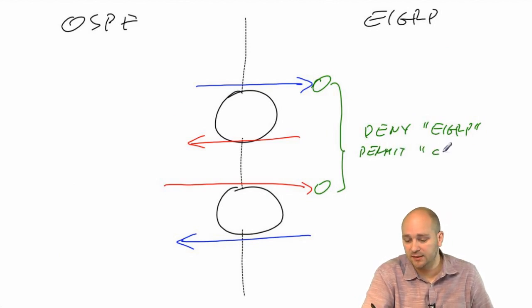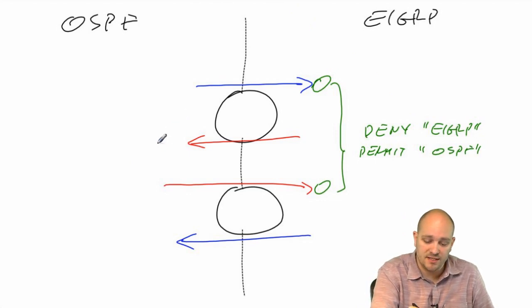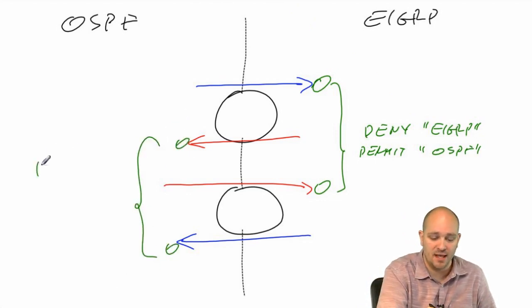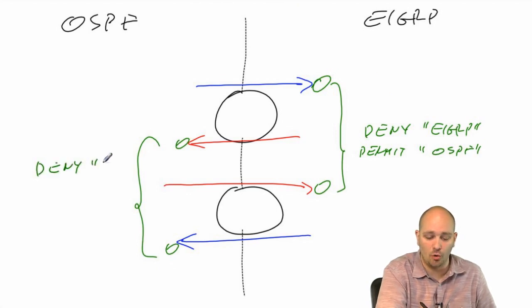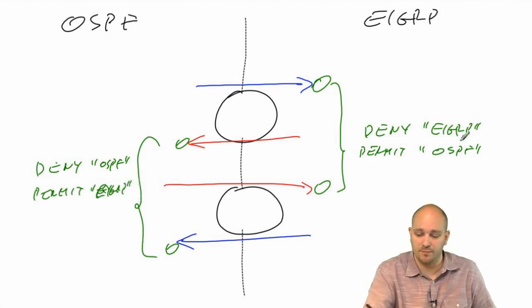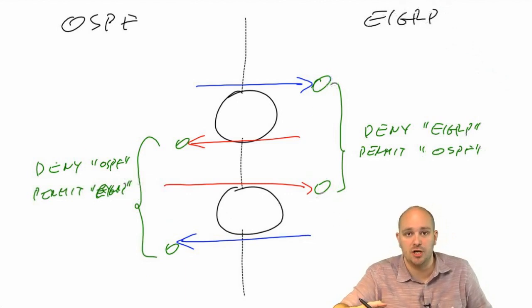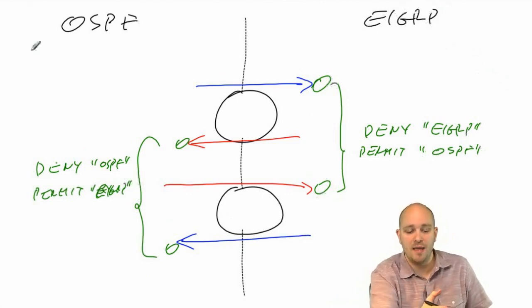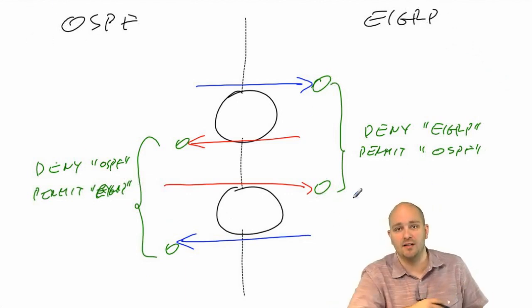And everything else are going to be OSPF routes. Now, the filtering policy that we need to implement on these two locations is the exact opposite. We need to deny the original OSPF routes, and we need to permit everything else, which would be, in this case, the original EIGRP routes. That means the routes that originated in the EIGRP domain, not the ones that were maybe learned from OSPF and then advertised back in.